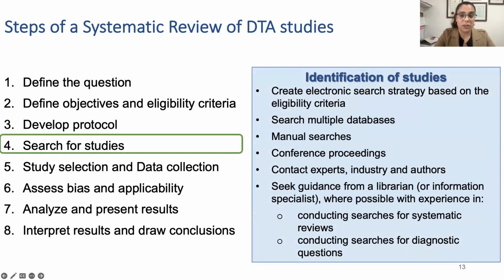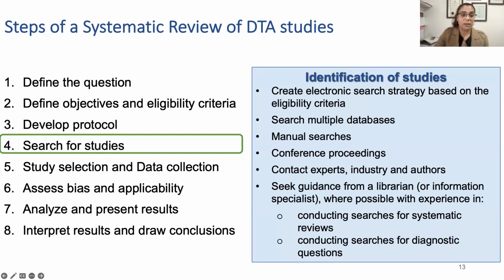As a fourth step, we search for the relevant studies. We usually search at least two databases, for example, Medline, Embase, or Central. We may want to search specific databases for the target condition if they are available. We usually check the references of the included studies. We also check the gray literature or contact experts. So we follow the same process as in a systematic review of interventions.